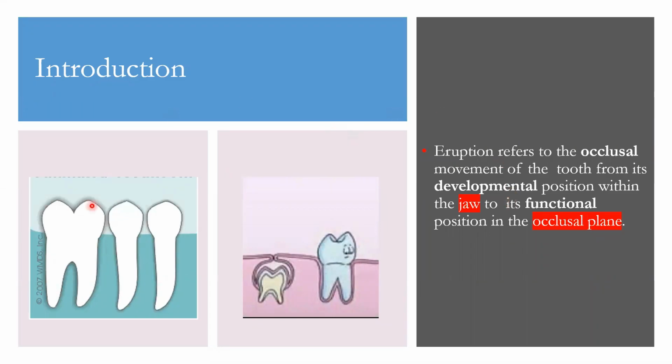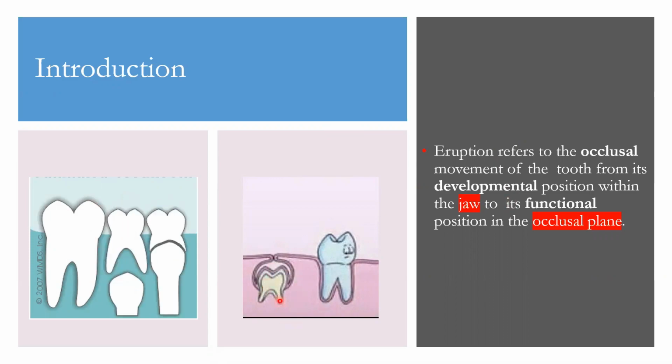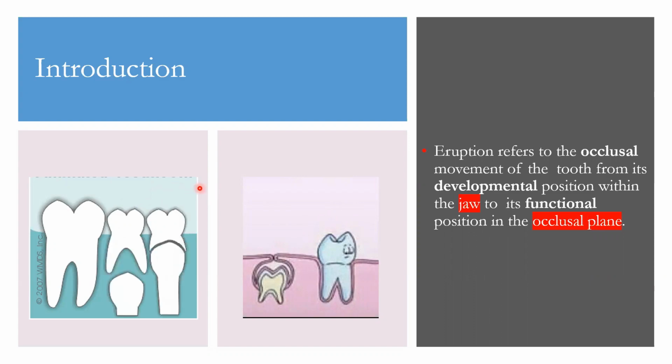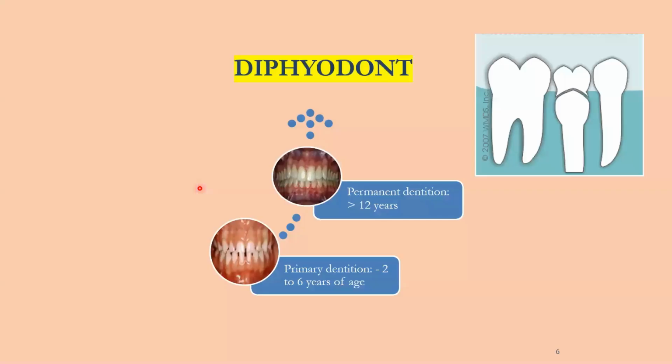So, eruption refers to the occlusal movement of the tooth from its developmental position within the jaw until it reaches the functional position in the occlusal plane, that is, when it occludes with the teeth of the opposing arch. And we say occlusal direction because you don't say upwards or downwards, you say occlusal direction because it applies for both upper and lower arch.